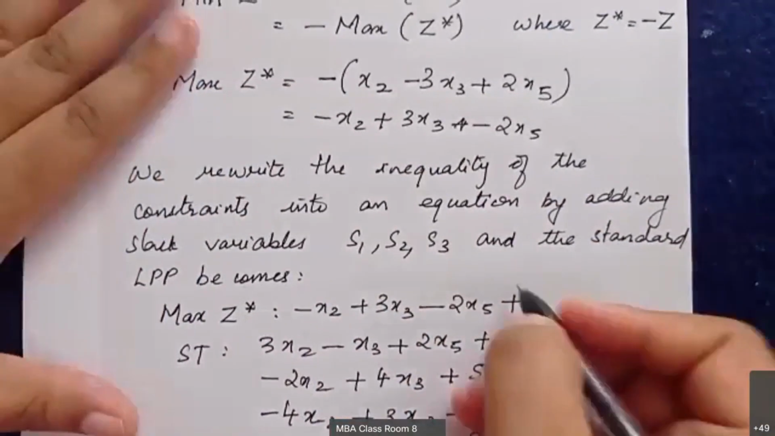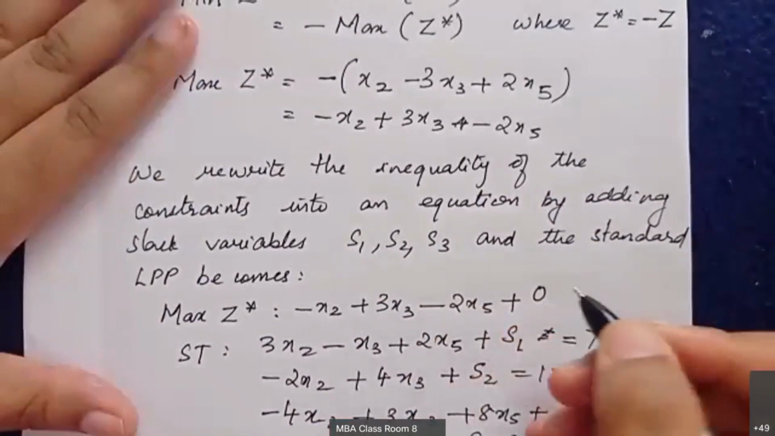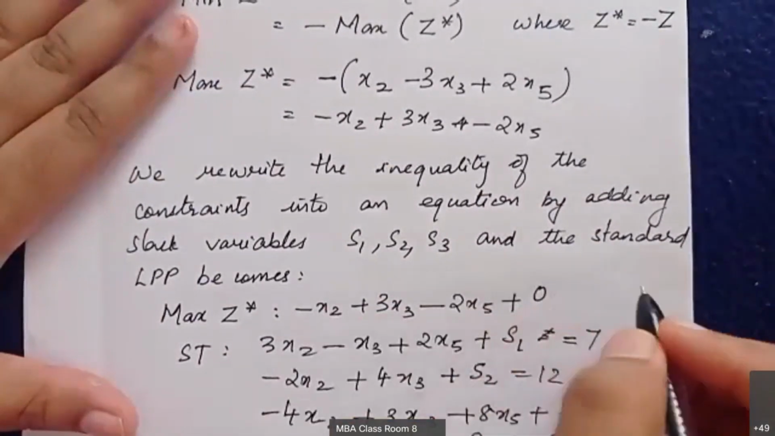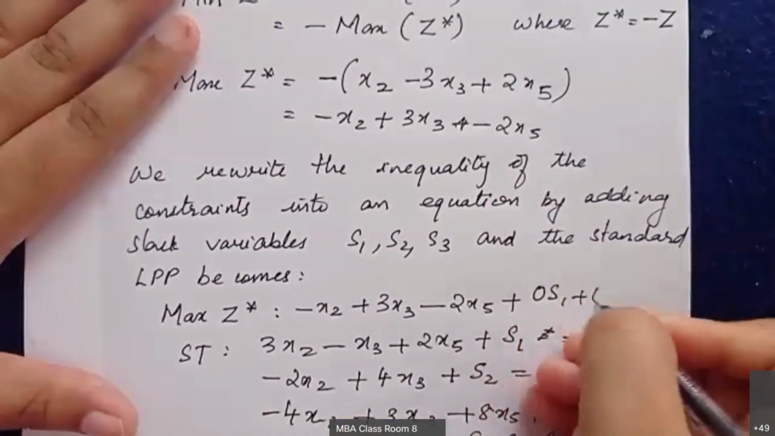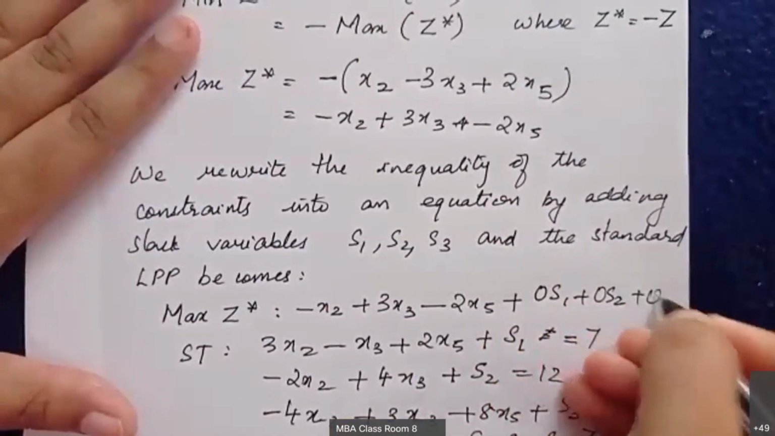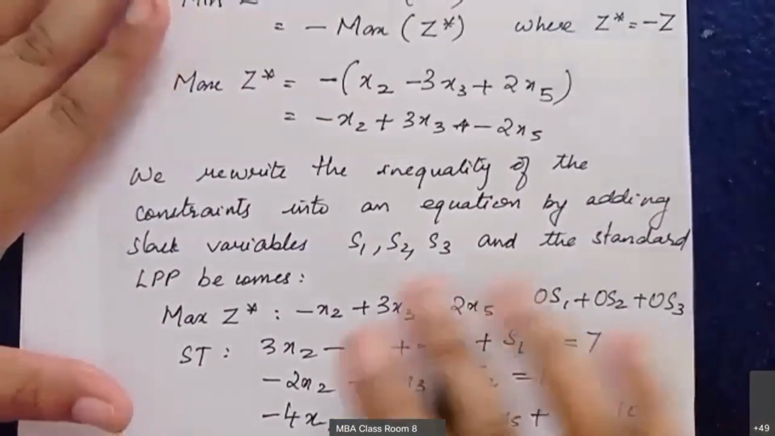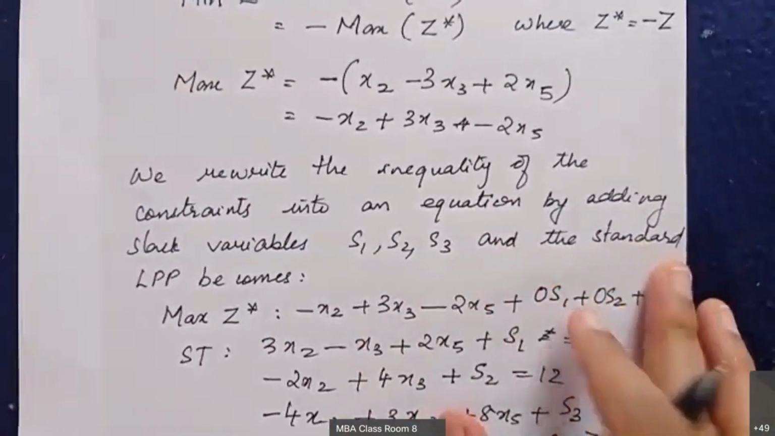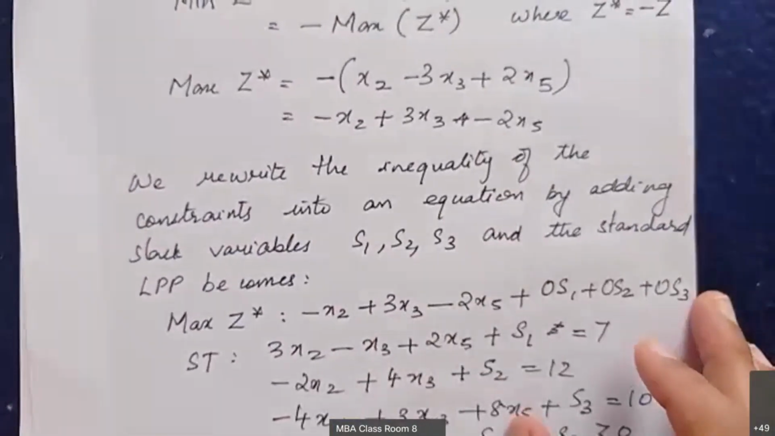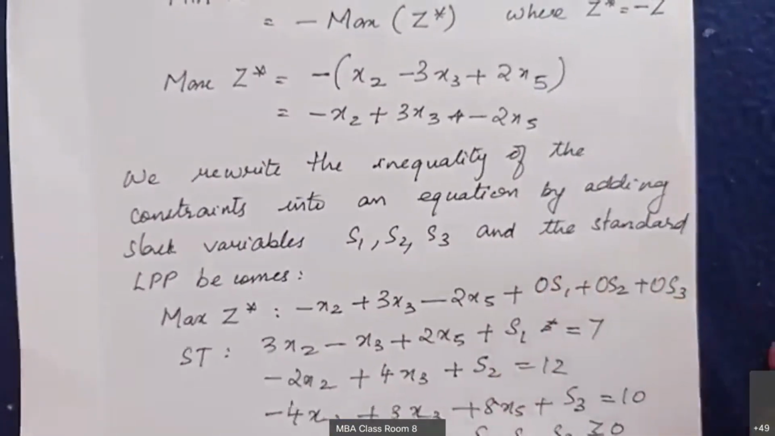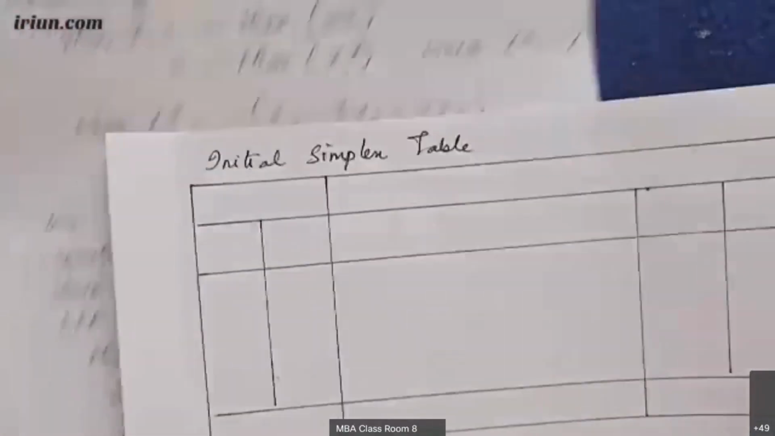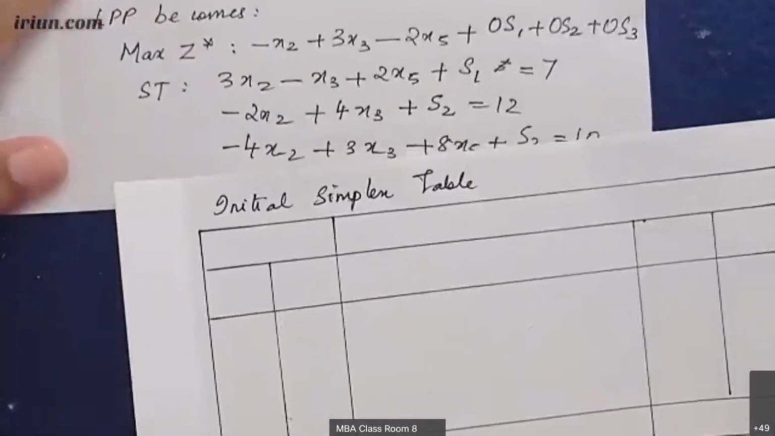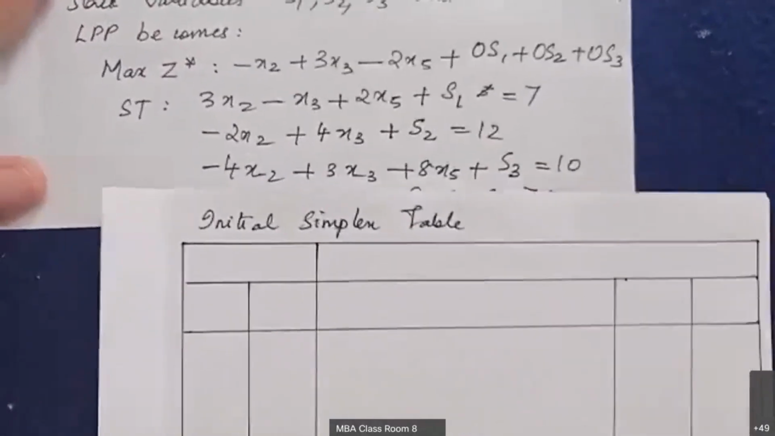How will it become? They will have a coefficient of 0, because in effect the slack variables should not have any effect on the objective function. So 0 s1 plus 0 s2 plus 0 s3. This will be our objective function. The next step is to draw our initial simplex table. I'll show you the initial simplex table. We have to take these values and draw it.